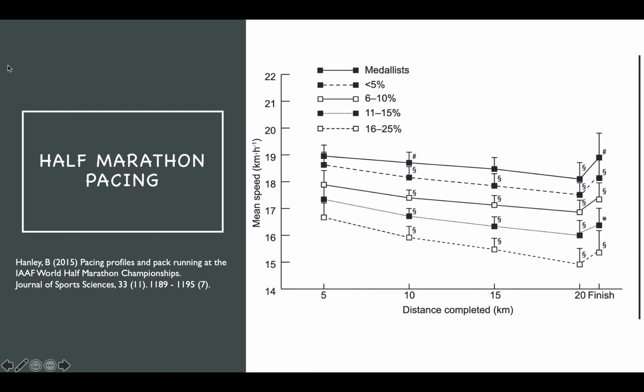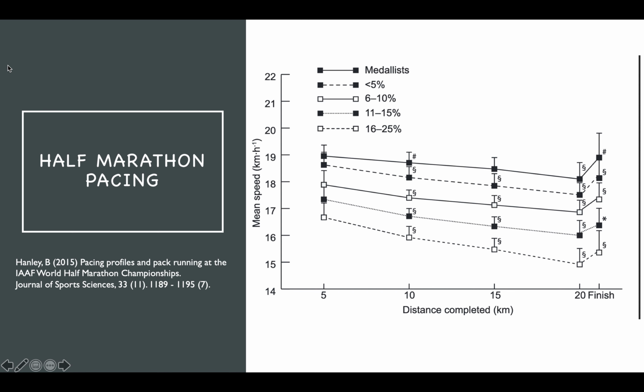So they had 5 different groups. The medalists were the top 18 finishers. And how they came up with the percentages for the other groups was that it was just a percentage of the winning time. So in the less than 5% group, their finishing times were less than 5% slower than the winning time. And then so on, down to 16 to 25%. People who were slower than that were excluded from the study.